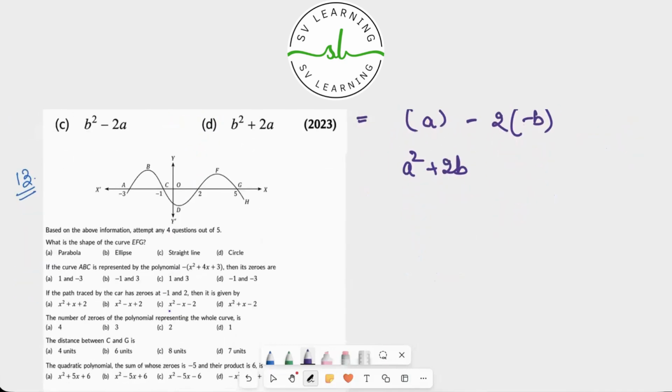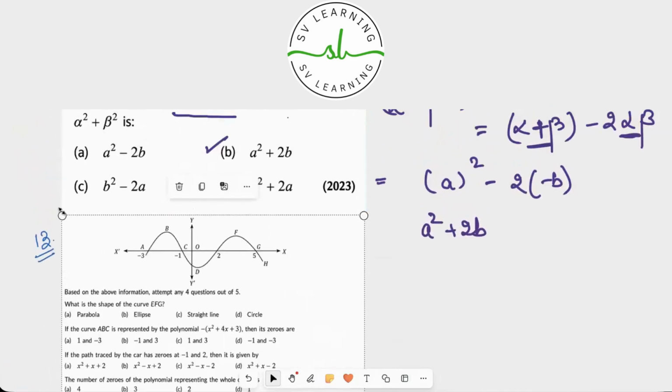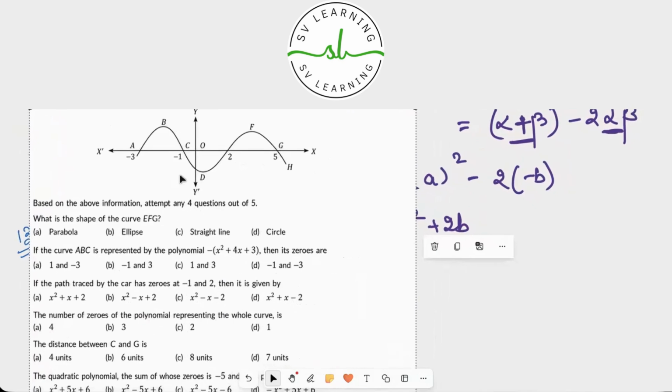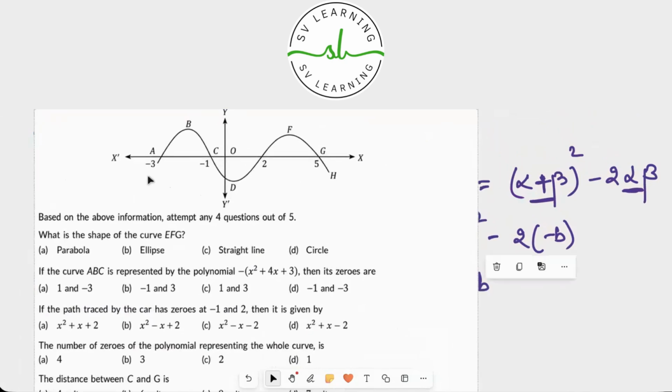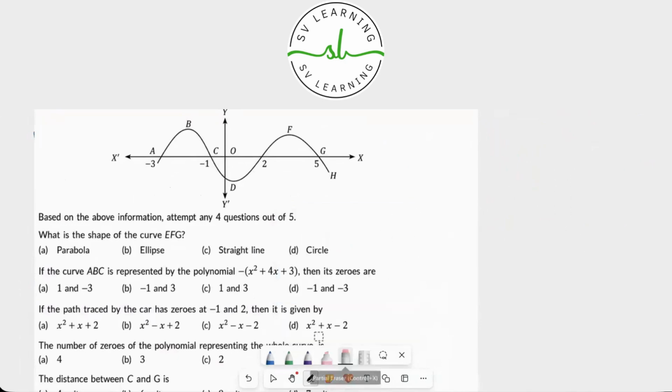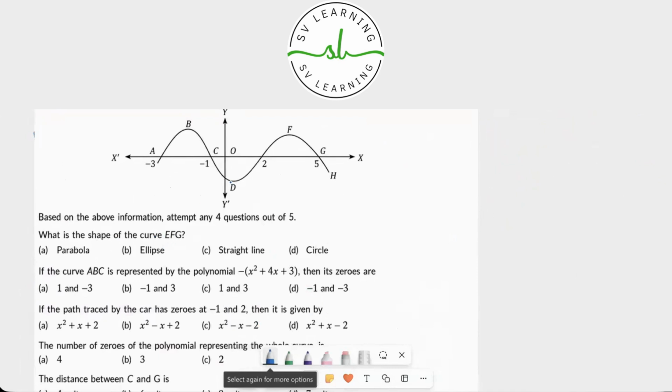So moving on to the next one. This is a case-based question. So let me just try to increase the size. Yeah. Look at the graph here. What is the shape of the curve EFG? So the point E, let's say this is the point E. Yeah. So the shape of the curve EFG is a parabola. So this was part A.